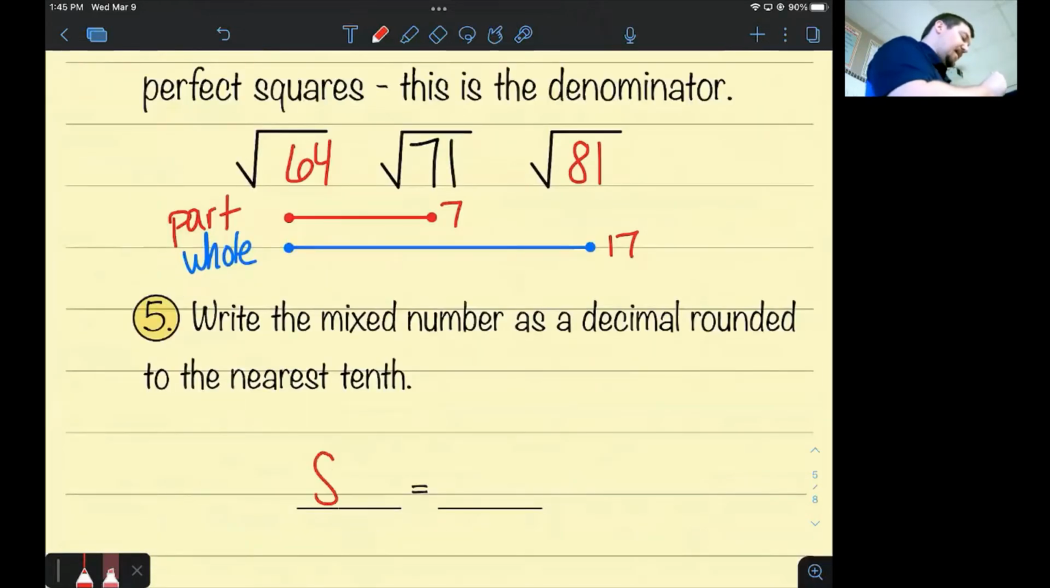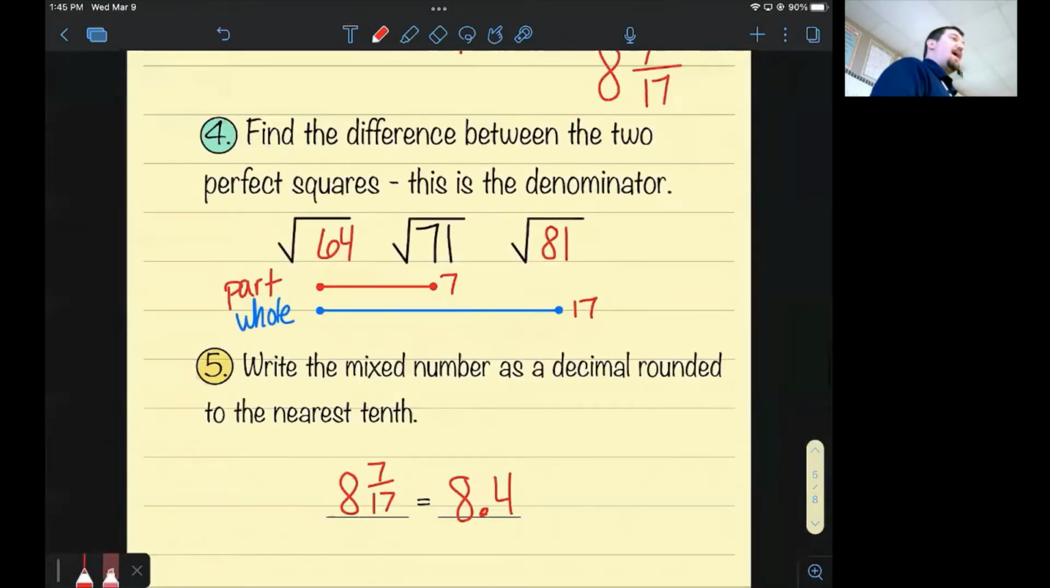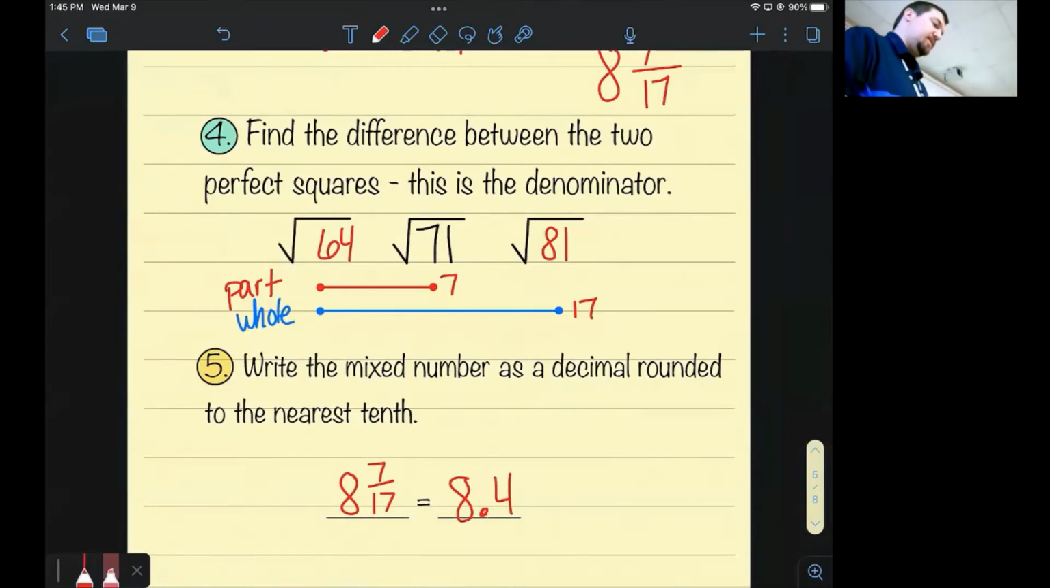So I take 8 and 7/17. I divide using my calculator. So you're not going to have this question on a non-calculator portion of the iLearn. 7 divided by 17 is 0.41. So 8.4. Makes sense? So I guess you can find the fraction, the mixed number of that approximation without using a calculator, but to turn it into a decimal, you would use a calculator.